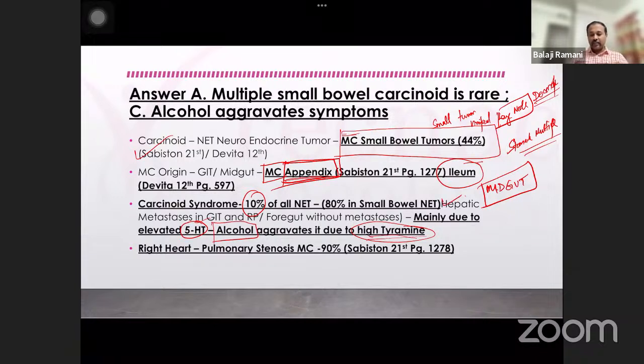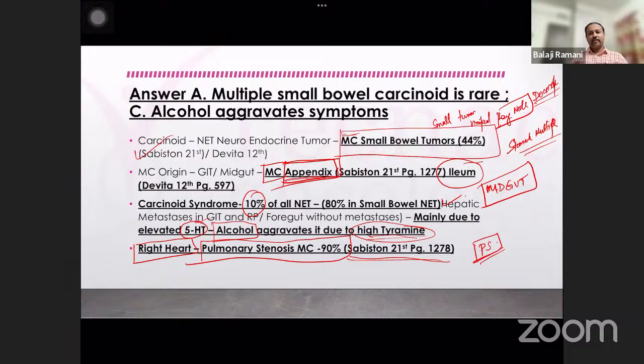So hepatic metastasis, whenever the liver is bypassed, when the portal vein circulation is bypassed because of the presence of multiple liver metastasis, that is the scenario when you will have the carcinoid syndrome. And again, right heart, you will have the pulmonary stenosis, which is the most common finding. This is again another question that has been asked multiple times: which valve is involved and what is the pathology? So the answer is PS. Okay. So pulmonary stenosis is the most common.